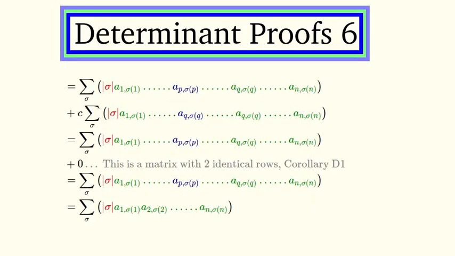We can write this sum in this shorter expanded form. And this so happens to be the determinant of matrix A. So we've proven this theorem, that the determinant of A is equal to the determinant of B.